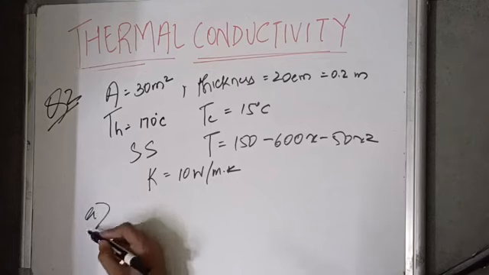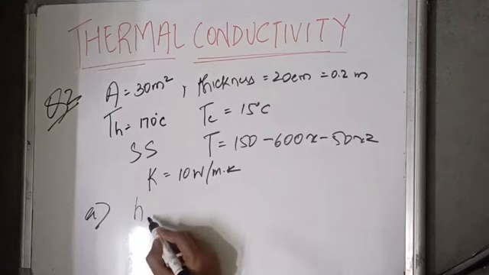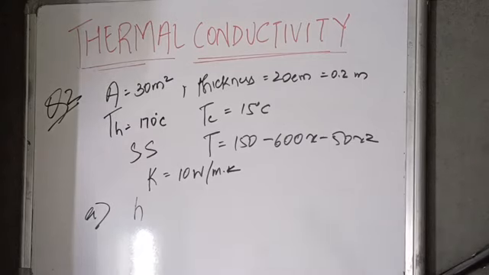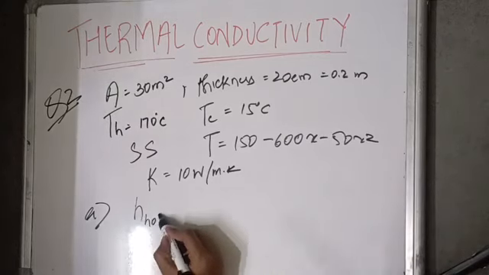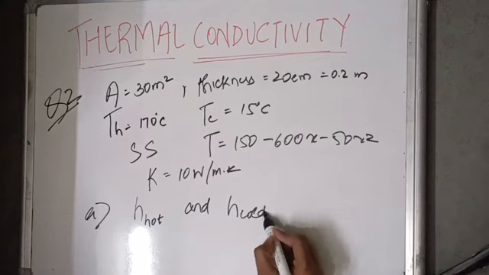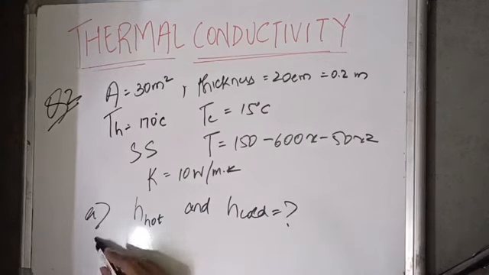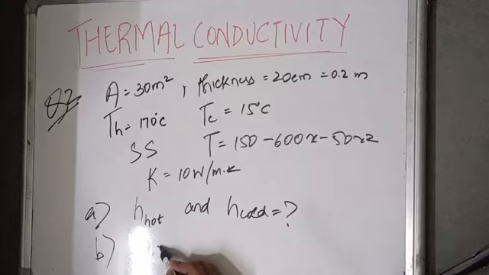We have to find two things. Calculate the average heat transfer coefficient at the hot side and the average heat transfer coefficient at the cold side, and determine the rate of energy generation. We also have to determine the energy generation.